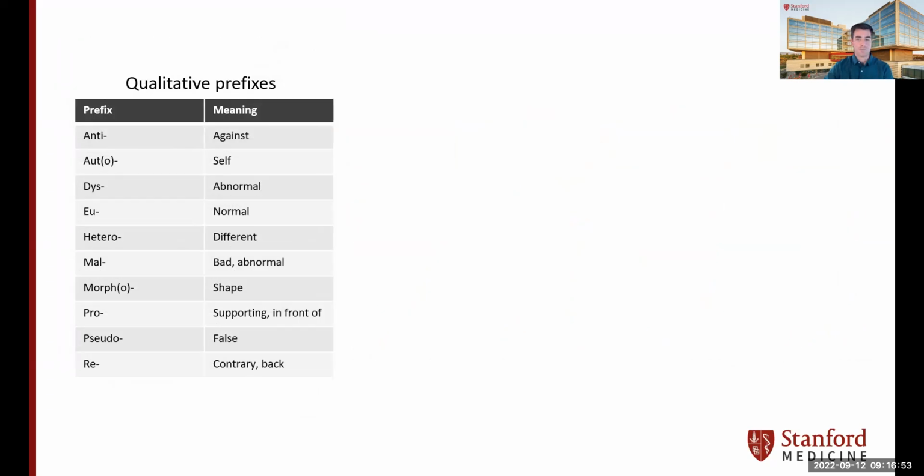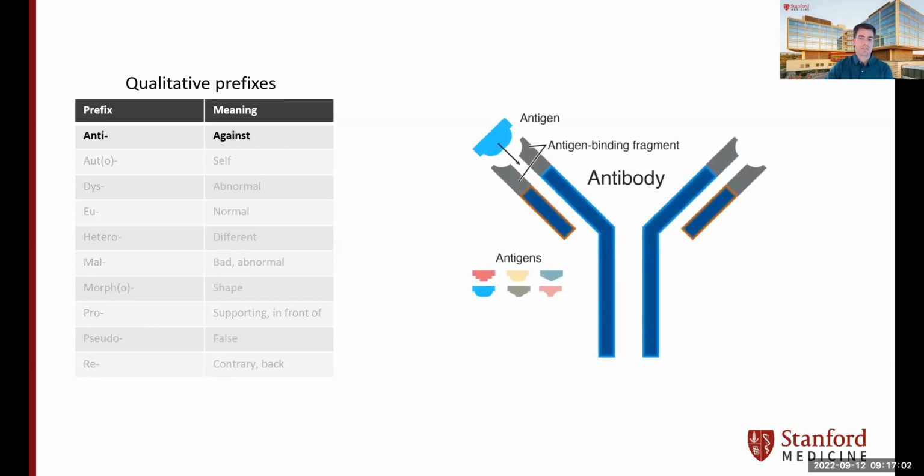Next up are qualitative prefixes. This is helping us to figure out what a topic is doing. Is it good? Is it bad? How is it shaped? Things like that. Anti is against. For instance, an antibody is something that binds to proteins in the body. Whether that's good proteins, bad proteins, tough to say. But an antibody is something that binds to proteins.